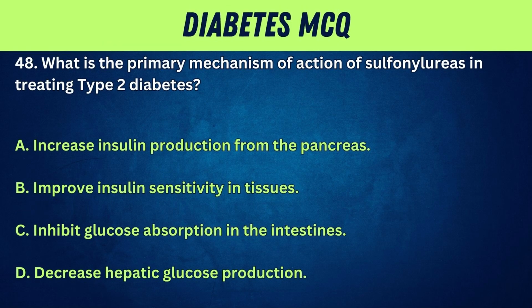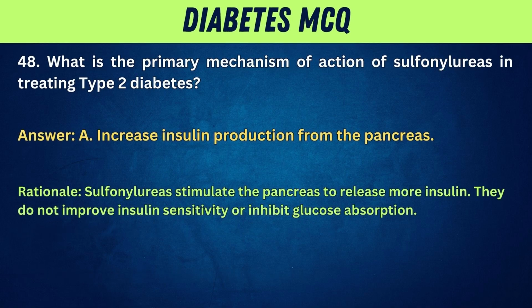48. What is the primary mechanism of action of sulfonylureas in treating type 2 diabetes? A. Increase insulin production from the pancreas. B. Improve insulin sensitivity in tissues. C. Inhibit glucose absorption in the intestines. D. Decrease hepatic glucose production. Answer: A. Increase insulin production from the pancreas.